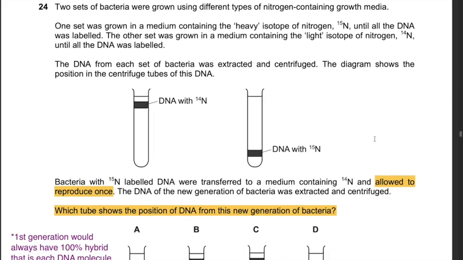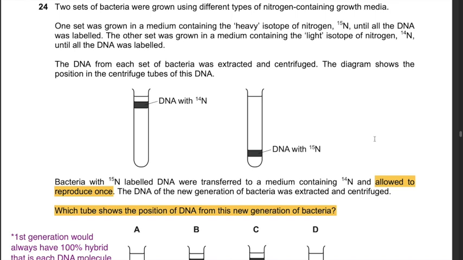Question 24. Two sets of bacteria were grown using different types of nitrogen containing growth media. One set was grown in a medium containing the heavy isotope of nitrogen 15N until all the DNA was labeled. The other set was grown in a medium containing the light isotope of nitrogen 14N until all the DNA was labeled. The DNA from each set of bacteria was extracted and centrifuged. The diagram shows the position in the centrifuge tubes of this DNA.